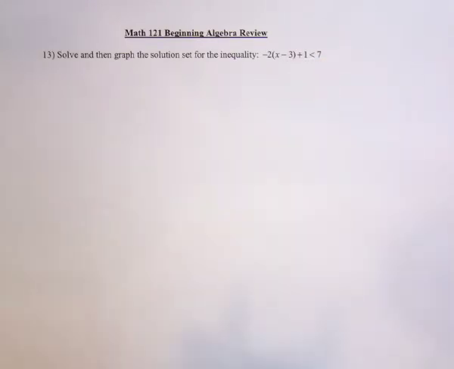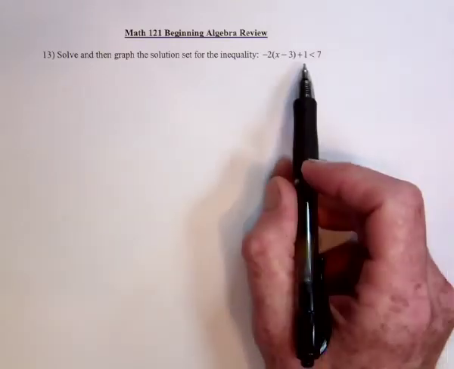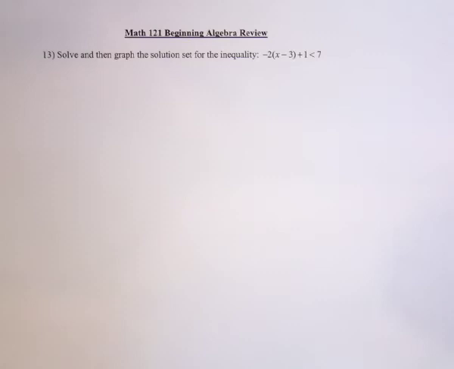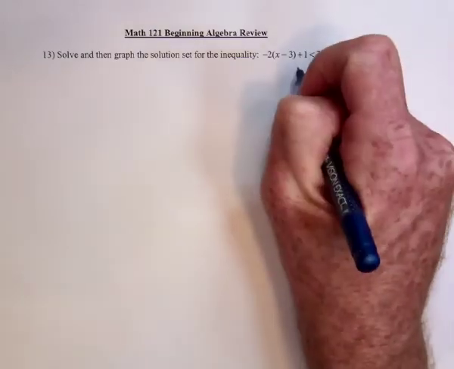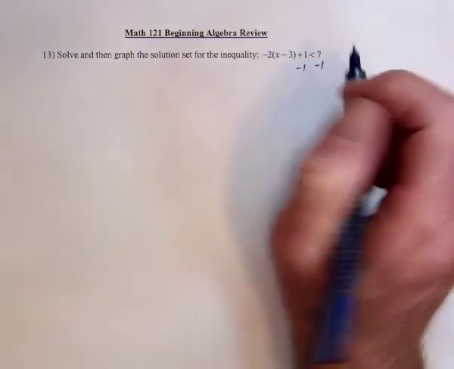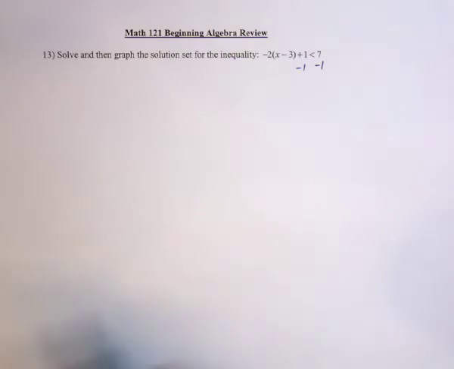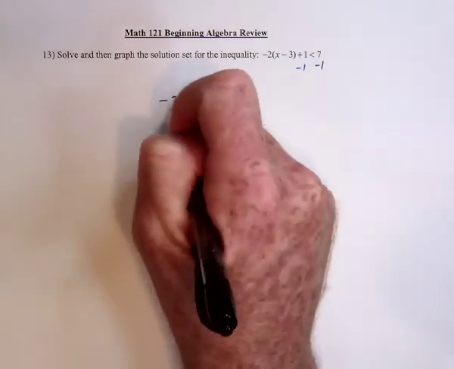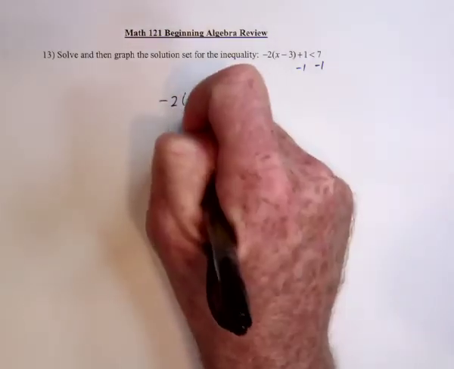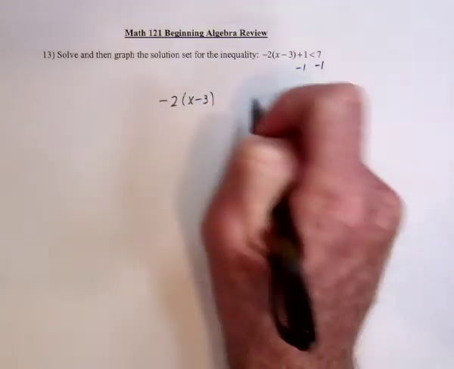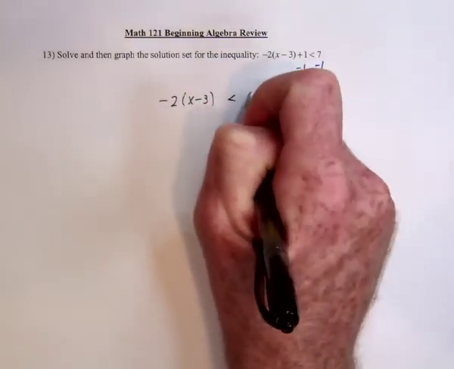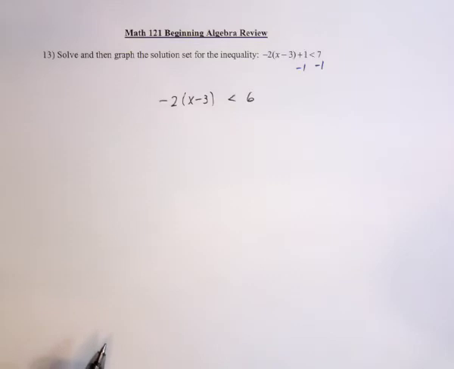That rule is easy enough to remember. All the rest is just like regular equations. We get rid of the 1 by subtracting. Now subtracting does not affect the inequality. It's still going to be -2 times (x minus 3) in parentheses is less than 7 minus 1, which is 6.